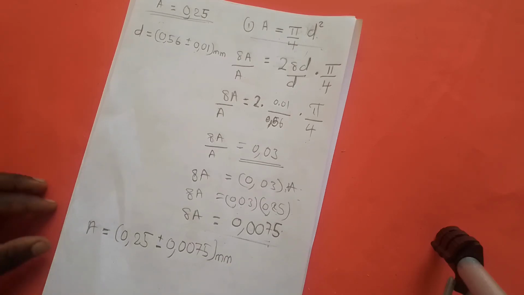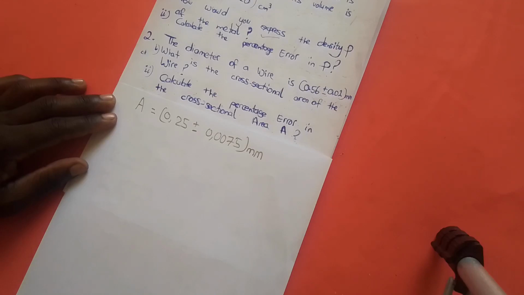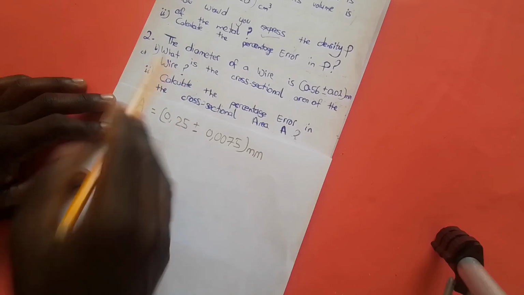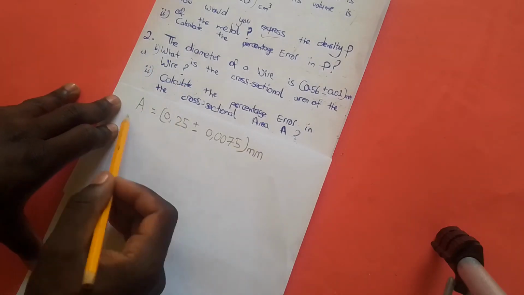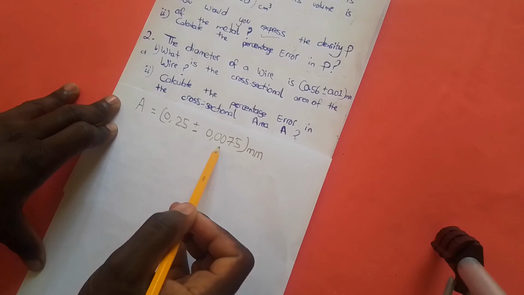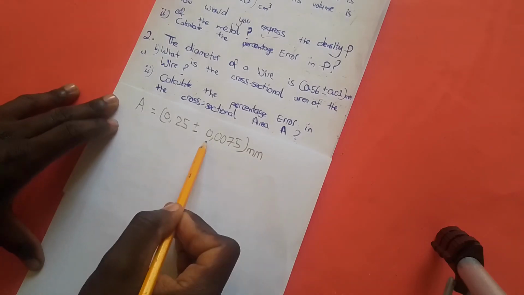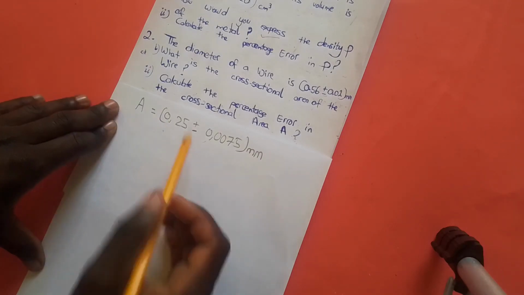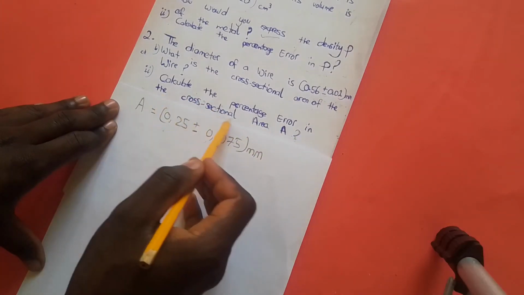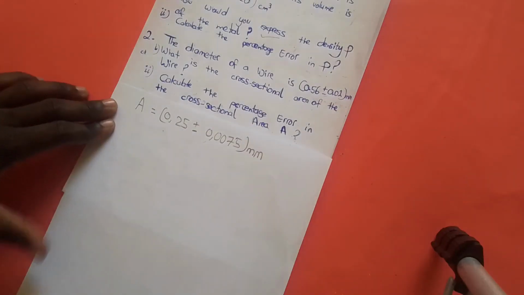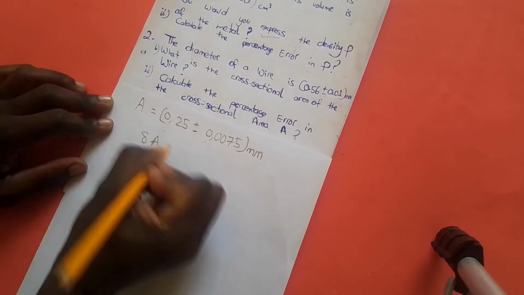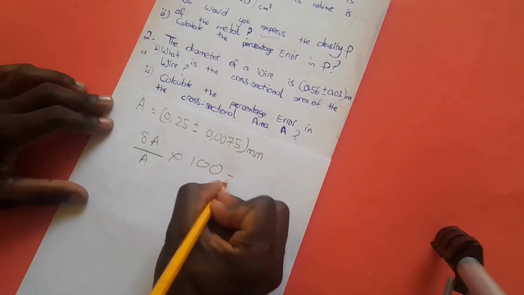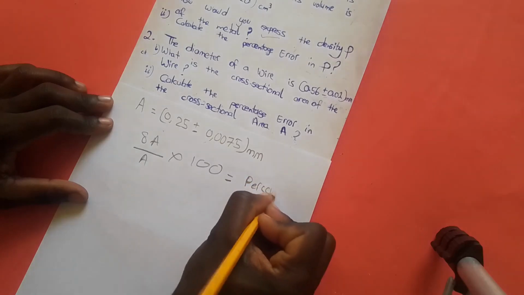So let's move on to item 2 of the question. Okay, so we've calculated item 1, which was saying what is the cross-sectional area of the wire, and we found that the cross-sectional area of the wire is equal to 0.25 plus or minus 0.0075 millimeters. This being the absolute error, and this being the cross-sectional area of the wire. So item 2 of the question now is saying calculate the percentage error in the cross-sectional area of the wire. Okay, so you use this formula, the absolute error in A, or delta A, over A times 100 is equal to the percentage error.